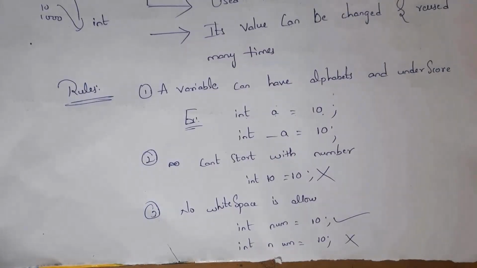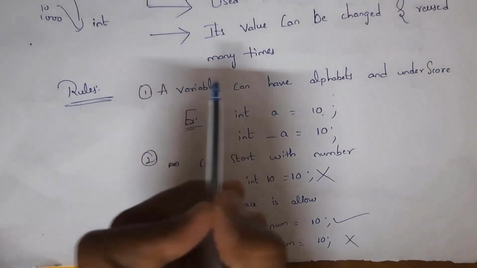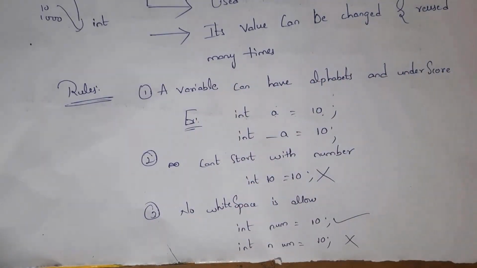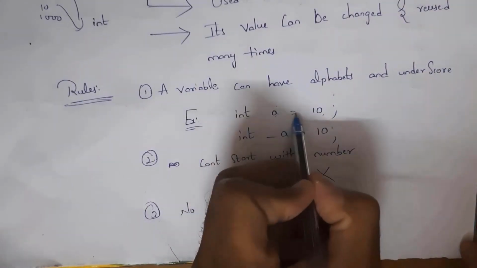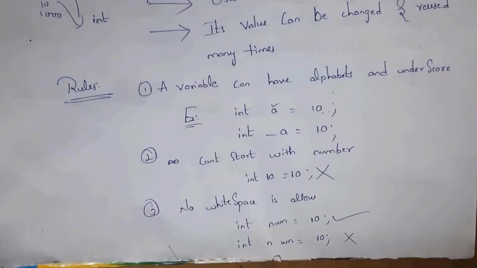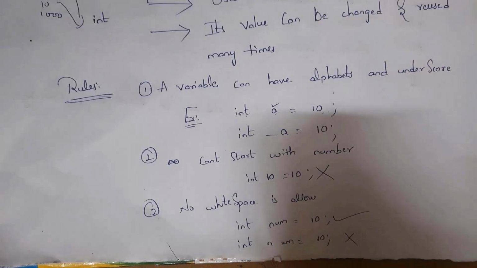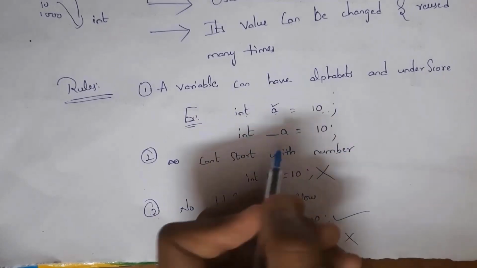There are some rules which we need to follow before declaring a variable. The first rule is a variable can have alphabets and underscore. We must start a variable name with an alphabet, or you can also start a variable name with an underscore. This is an example. Here I wrote int a = 10. This a is an alphabet. We can start declaring a variable with an alphabet, or you can also start with an underscore. This is an example. Here I wrote int _a = 10. You can also declare like this.